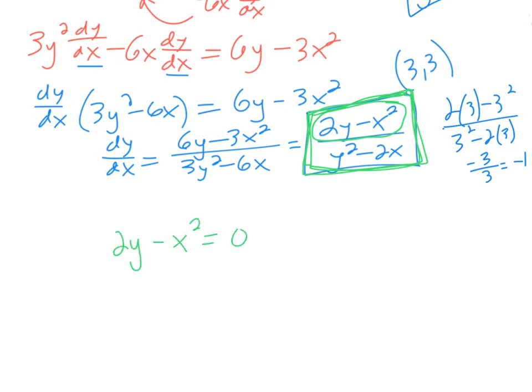So if I set it equal to 0, it doesn't matter which variable you solve for. If I solve for y here, which ends up being a little easier because you don't have to do the square root, I would add the x squared divided by 2.